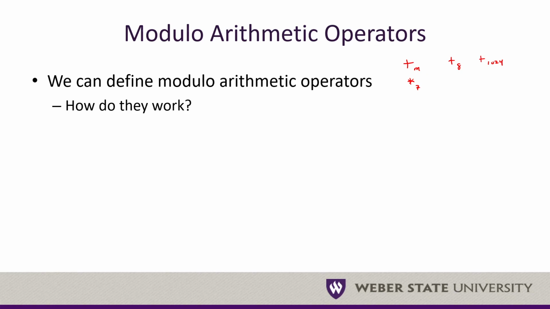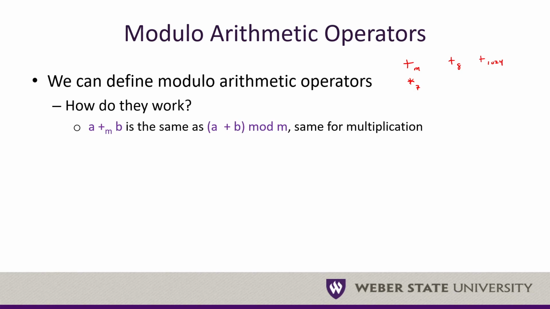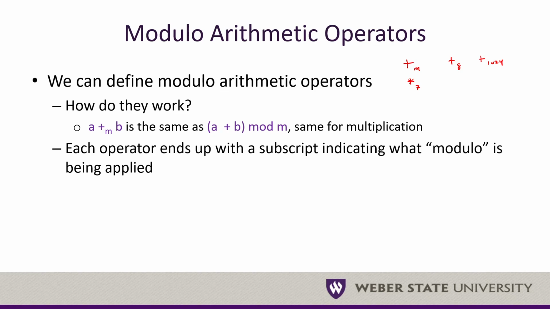I would just write the operator with a subscript to indicate what modulo I'm using. And here's an example: a plus some modulo b is the same as a plus b modulo that value. So it's pretty much what you would expect in terms of the way that it works. The subscript indicates what modulo is going to be applied.